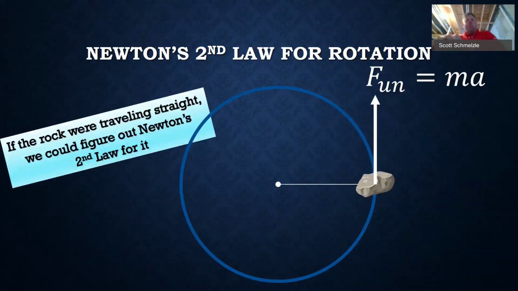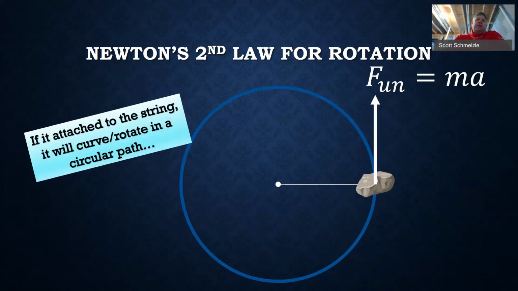So when we see something like this, if a rock were traveling straight, we could figure out Newton's second law pretty easily, right? Meaning that if we had this thing sliding, or being thrown, we could do F equals ma. So we could figure out how much unbalanced force that thing is actually traveling with in that direction. Now, the downfall is that it is traveling in a straight line. So when we look at it, it's going the wrong direction.